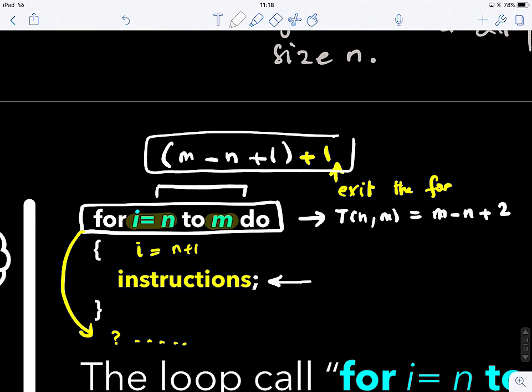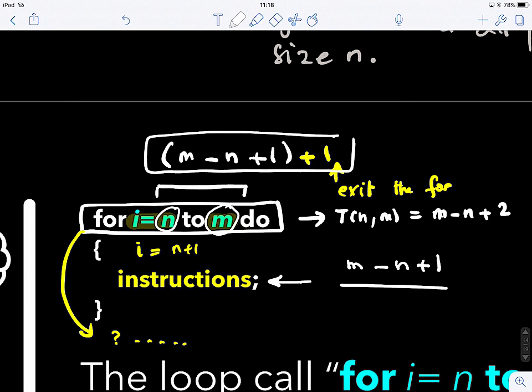How many times will we run them? Same thing. Just based on m and n, I want you to think in an abstract way. How many times will I run the instructions inside the loop? Just the same amount, and we don't have the exit. So I will run it m minus n plus 1 times. So this is rule number 1 you need to remember for computing time complexity.